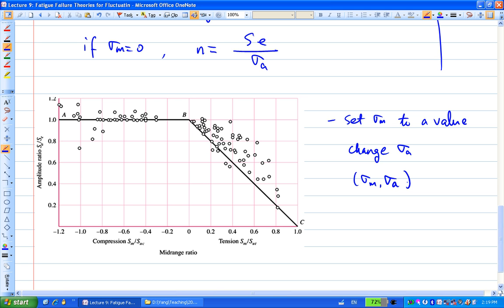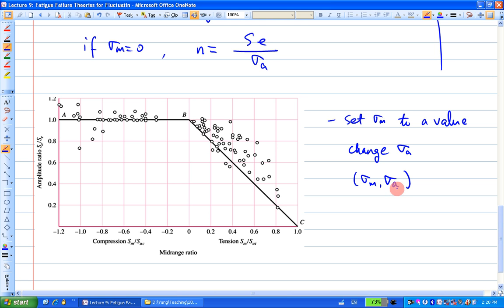Then you subject the part to this pair of values here, and then you observe how many cycles the part will take to fail. So you basically collect data based on this kind of process. For example, if you're interested in infinite number of cycles, this is what happens. You look at 10 to the power 6, and at what values here the part will exhibit this 10 to the power 6 number of cycle failure.